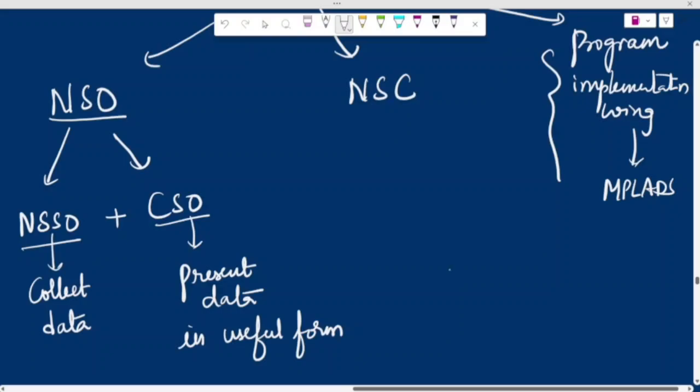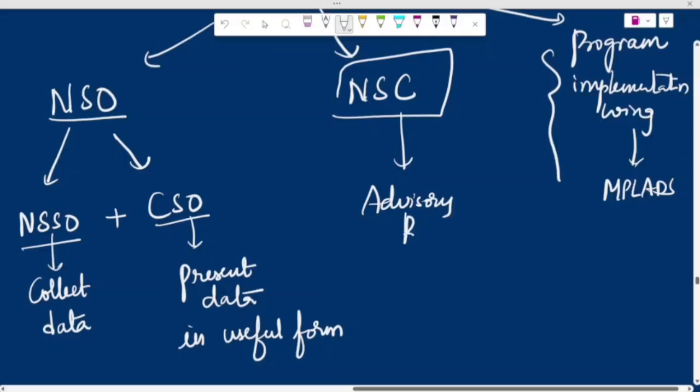Then the National Statistics Commission is an advisory body. They tell the officers going for census recording which questions need to be asked, what type of questions need to be asked, how they should collect the data, and what the sample will be. We can't collect the data of 140 crore Indians. We need to take some samples from rural areas, urban areas, the agriculture sector, industrial workers, these things. So this will be done by MOSPI in India.